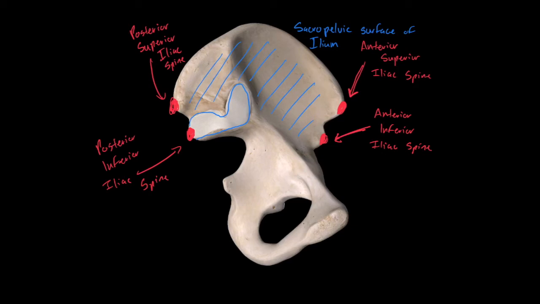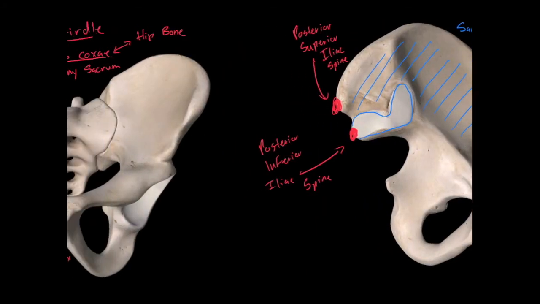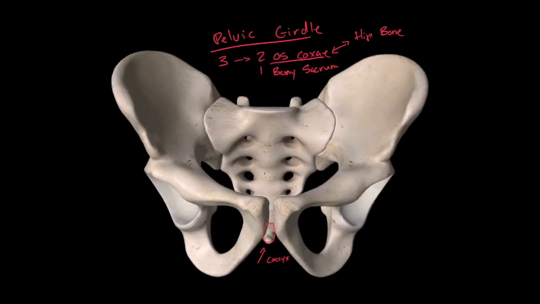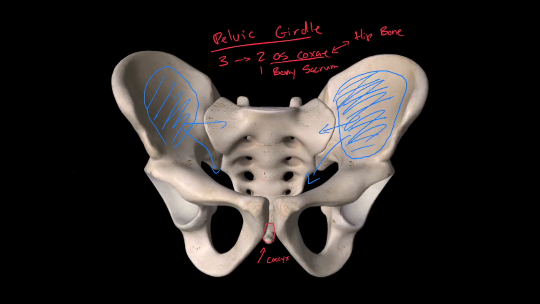This is better illustrated in the previous image that we have over here. You can kind of see what I was talking about, how this surface is facing the bony sacrum as well as the pubic bone. Right here we have the sacropelvic surface. And you can see how it's kind of facing medially and anteriorly, facing towards the bony sacrum as well as the pubis. Hope that makes more sense. So again, this is the sacropelvic surface of the ilium.